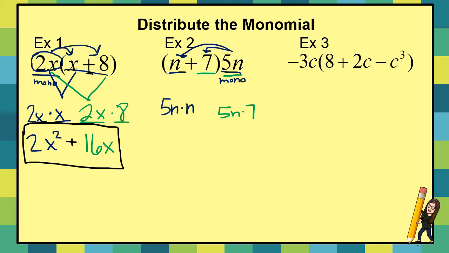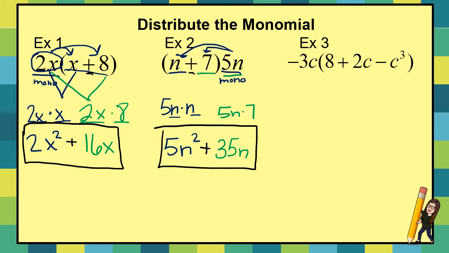So 5n times n, well, n times n is n squared. And 5 times 7 with an n gets me to 35n. It is a positive sign. It's an addition, so it's going to remain positive. Let's take a look at this next one.